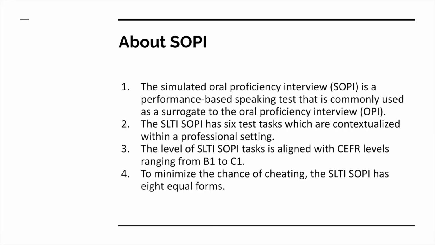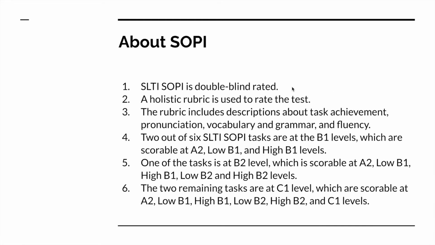So what is SOPI? SOPI, or Simulated Oral Proficiency Interview, is a performance-based speaking test that is commonly used as a surrogate for oral proficiency interview. It has 6 tasks which are aligned with CEFR levels ranging from B1 to C1. To minimize cheating, SOPI has 8 equal sets of forms. The SLTI SOPI is a double-blind rated test. A holistic rubric is used to rate the responses of this test. The rubric includes descriptions about task achievement, pronunciation, vocabulary and grammar, and fluency.